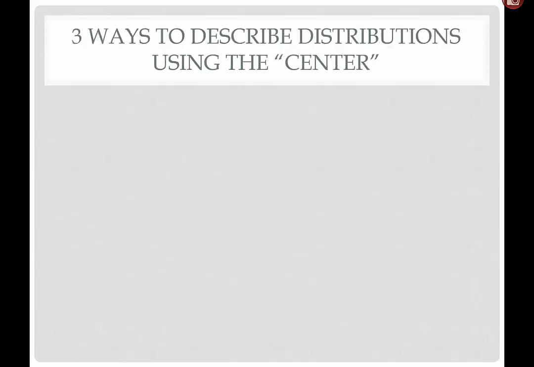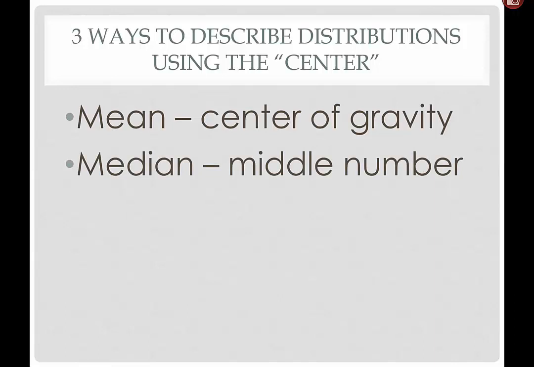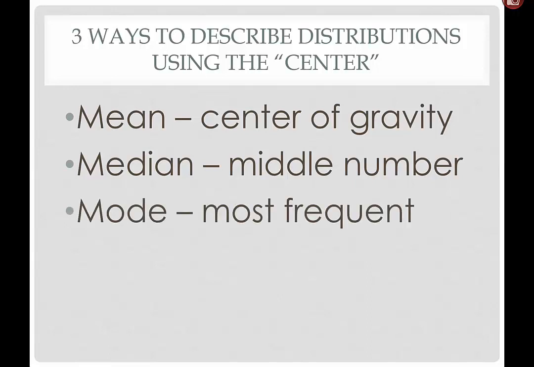So we're going to look at three ways to describe distributions using the center, and that's what we're thinking about as the middle. First we have the mean, which a lot of people think of as the average, and it's kind of like the center of gravity. If you were to take all of the data pieces, put them together, and then divide by however many data pieces there are, that would give you the mean. Then we have the median, which is the middle number, and a good way to remember this is if you're driving down the road, where is the median? It's in the middle of the road. So the median is that middle number. And then mode is the most frequent. It sounds like most often. So that's the one that you have the most of.